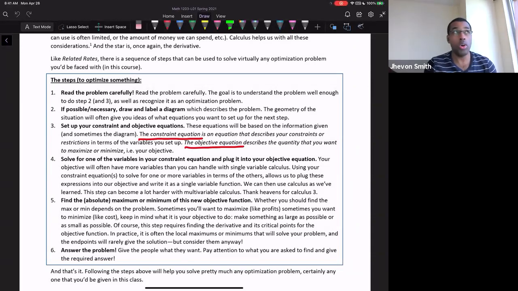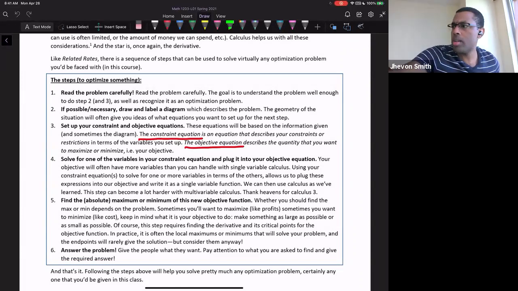Then there's going to be the thing that you want to make as good as it can possibly be. And in our context, as good as it can be basically means to maximize or minimize something. So you'd want to maximize profit, you'd want to minimize cost, that sort of thing. And you come up with an equation that describes that thing. Once you can do that, now you have your 2 equations set up, you can move on to the next step. What will happen with your objective equation usually is that it will have several variables in it, which is not good for us in Calc 1.